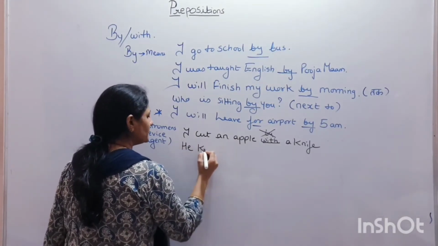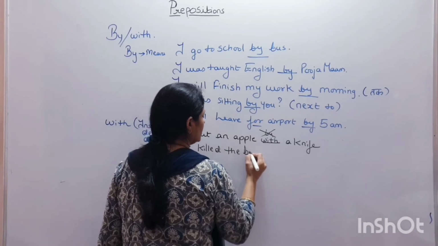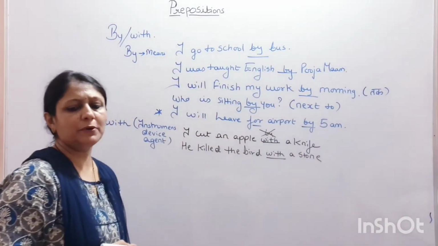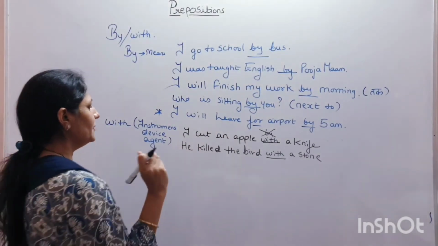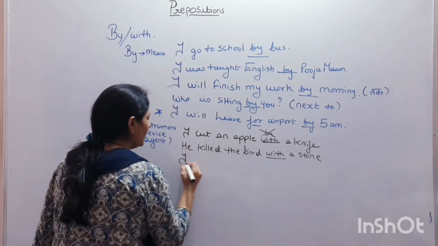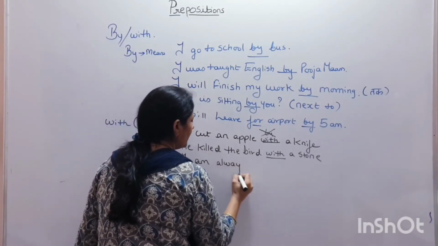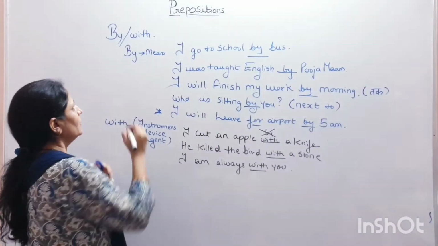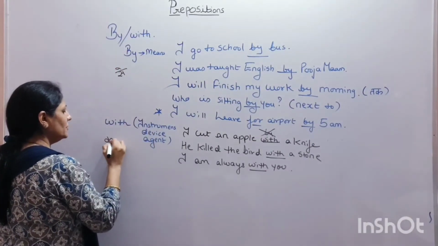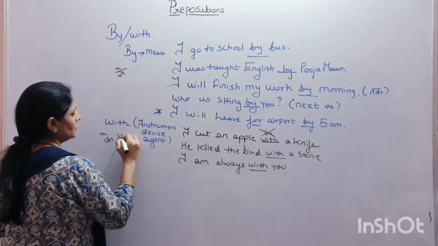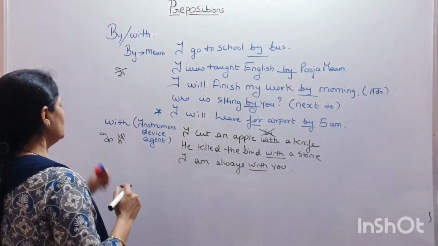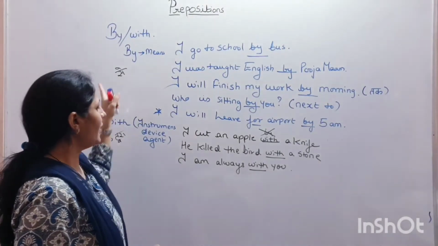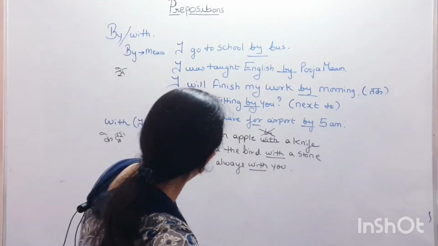Another example, he killed the bird with a stone. This example also makes the usage of with clear. There's another usage of with. I am always with you. यहाँ पे के द्वारा या था से. यहाँ पे अगर हम हिंदी के समझे मीनिंग तो के द्वारा. The meaning is के द्वारा. My Hindi is very bad. ठीक है? के द्वारा and से. I am always with you. This is also the meaning of with.